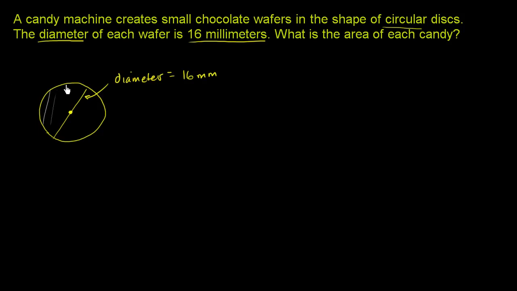And they want us to figure out the area of the surface of this candy, or essentially the area of this circle. And so when we think about area, we know that the area of a circle is equal to pi times the radius of the circle squared. And you say, well, they gave us a diameter. What is the radius? Well, you might remember the radius is half of the diameter. It's the distance from the center of the circle to the outside, to the boundary of the circle. So it would be this distance right over here, which is exactly half of the diameter. So it would be 8 millimeters. So where we see the radius, we could put 8 millimeters.